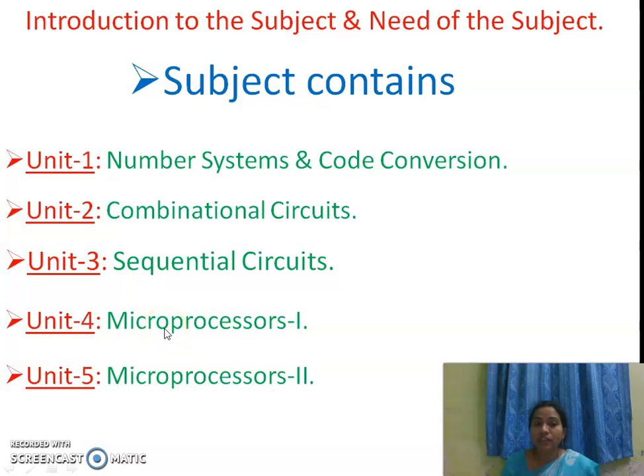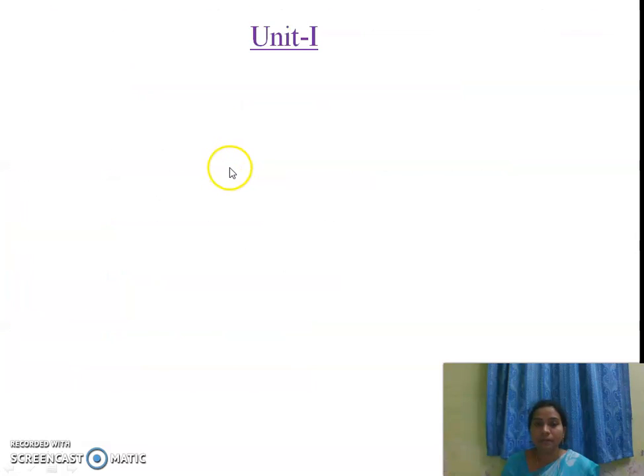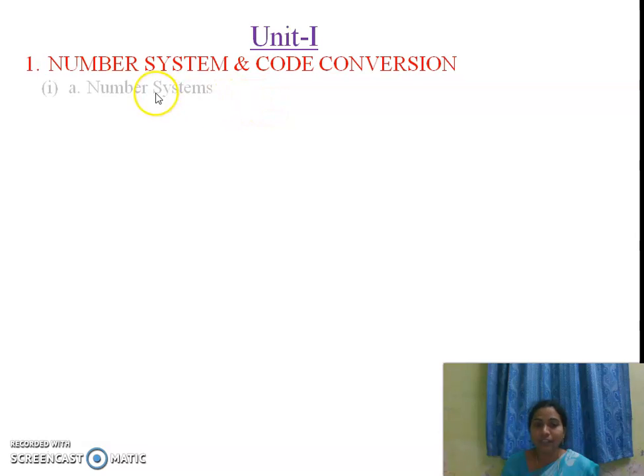Now let's see the first unit contents. What are the contents in the first unit? Let's see the overall contents, then we will enter the first unit. Now let's see the first unit syllabus content. In the first unit, we will learn 3 parts. The first part is number systems and code conversion, the second part is Boolean algebra, and the third part is the K-map method.